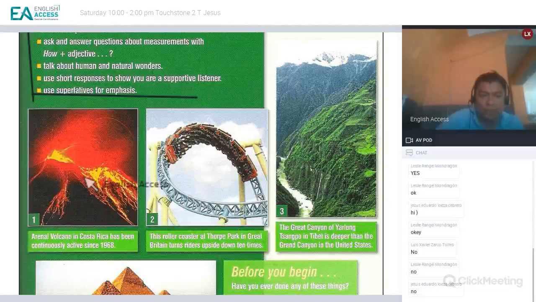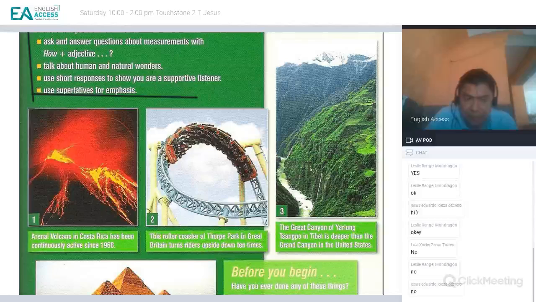Now, let's see. What do you see in picture 1? Eduardo, can you please read number 1? The Arenal volcano in Costa Rica has been continuously active since 1968. Yes, continuously. Thank you, Eduardo. Leslie, can you help us with number 2?